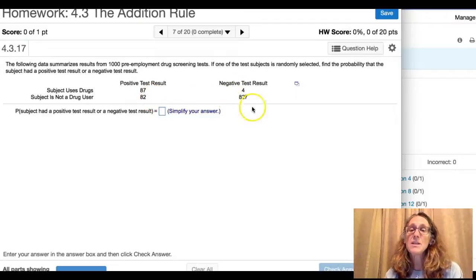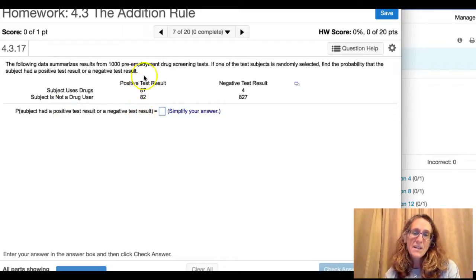Fortunately, 827 of them got the accurate test result of a negative test. So now this question is actually more simple maybe than it looks at first glance. What's the probability that a subject either had a positive test or a negative test? It's not asking anything about whether they're a drug user or not.